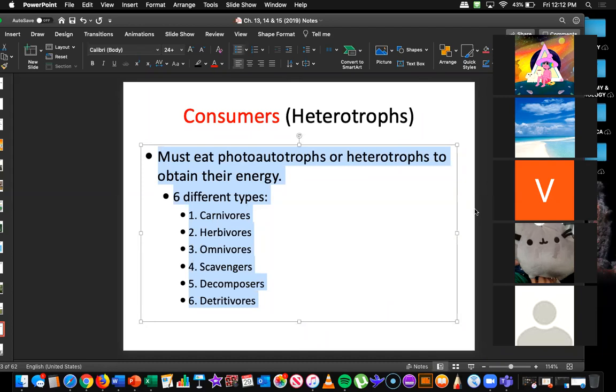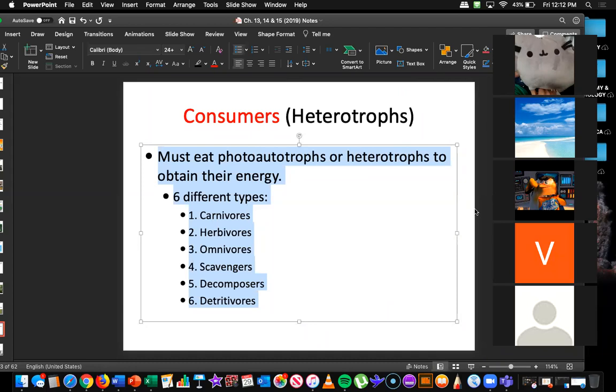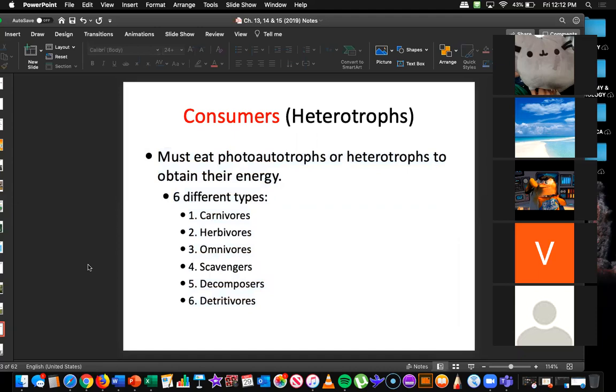Must eat photoautotrophs or heterotrophs to obtain the energy. Six different types: carnivores, herbivores, omnivores, scavengers, decomposers, and detritivores. Yeah. Let me explain something that maybe I didn't cover so well.